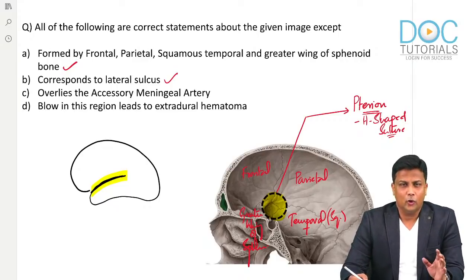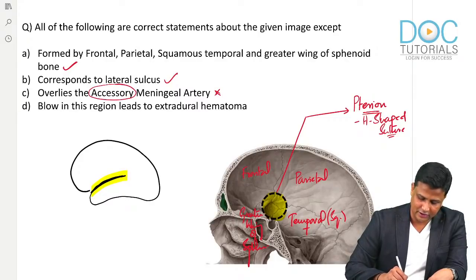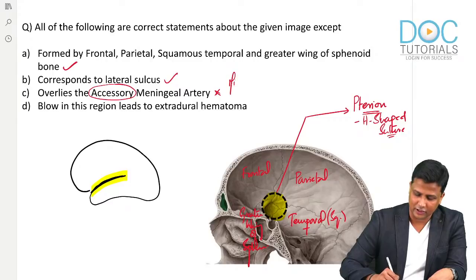Now, this pterion overlies the accessory meningeal artery. No, this is actually wrong. Remember, it is not the accessory meningeal artery here. It is the middle meningeal artery. Middle meningeal artery.